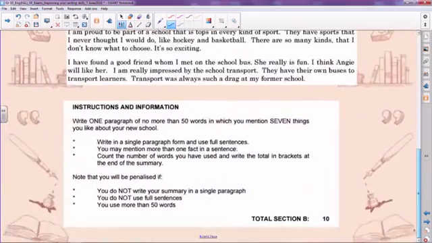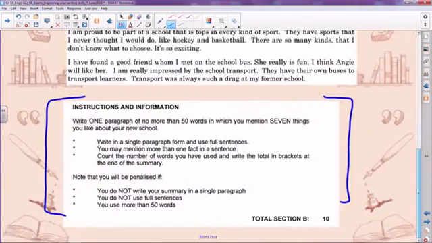And have a look at this. Here are the instructions and the information. Write one paragraph, okay, so that's your limit, of no more than 50 words in which you mention 7 things that you like about your school. Okay, so now that's what you're going to be scanning for, things you like about your school.